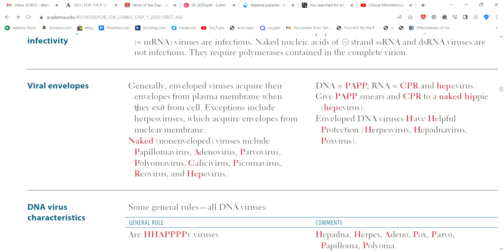Now, naked ones, which are the non-enveloped viruses, include papillomavirus, adenovirus, parvovirus, polyomavirus, calicivirus, picornavirus, reovirus, and hepevirus.